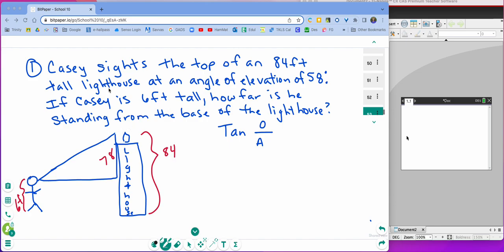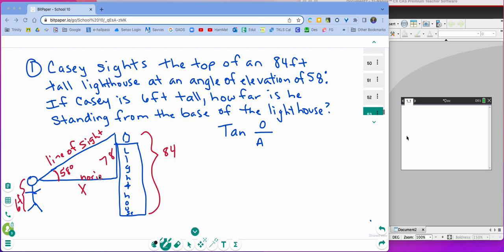We're also told that the lighthouse has an elevation angle of 58 degrees. So remember, our elevation angle is made from the line of sight and then the horizontal line. So this is the angle of elevation, and it is 58 degrees. Now, I want to know how far Casey is standing away from the lighthouse, so I want to actually know the length of that horizontal line.